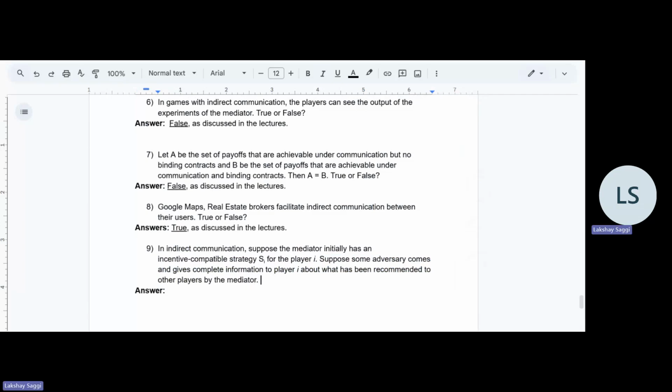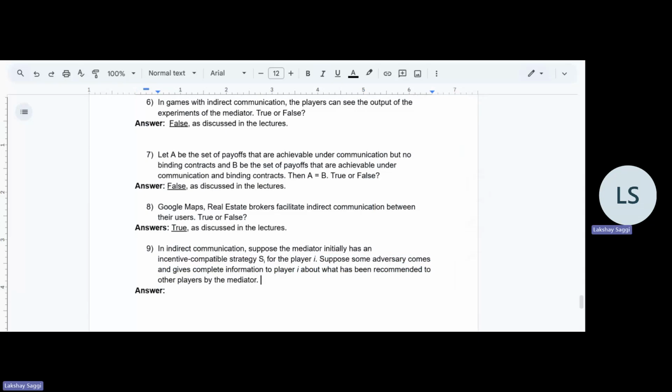So right now, player I is fine with playing strategy SI as it's optimal for him or her. But suddenly, an adversary comes up and tells player I some further information. He tells player I that the other players have been told such and such strategies by the mediator. So this adversary is now giving complete information rather than the partial information which was given by the mediator.